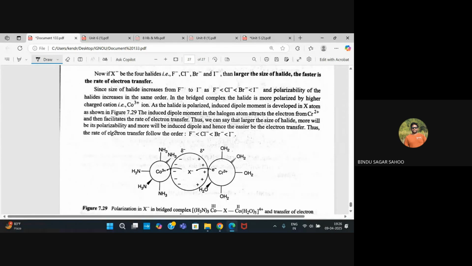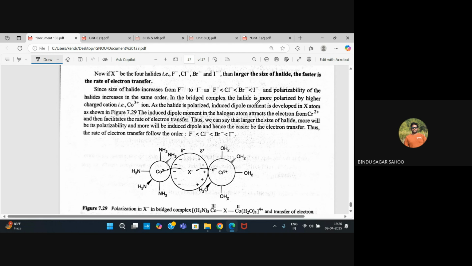You need to remember the rate of electron transfer follows the order chlorine minus, bromine minus, iodine minus. In the case of iodine minus, the electron transfer will be faster. The larger the size of the halide, the faster the rate of electron transfer. Or in other words, if the polarizability of the bridging ligand is more, then the electron transfer process will be faster.